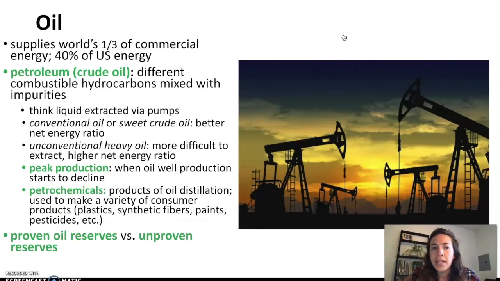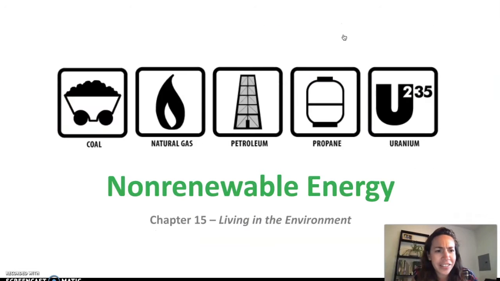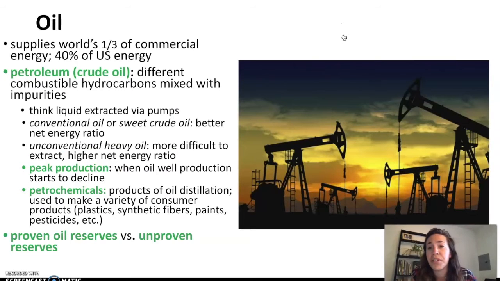So oil is very important. It supplies a third of the commercial energy for the world. This 40% value is actually not accurate anymore, right? It's more like 37%. So we've dropped in the amount of oil that we're using.